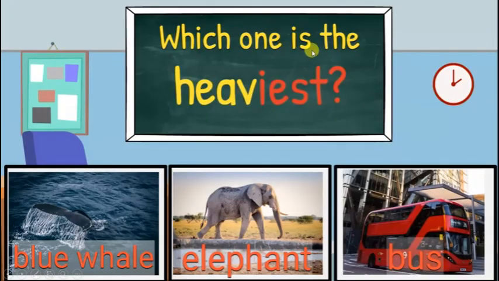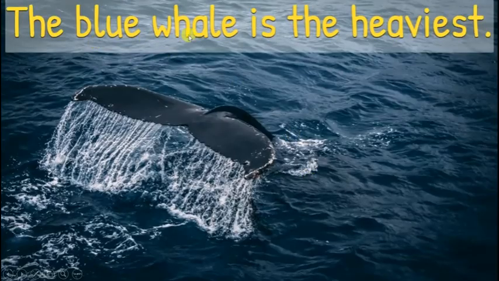Which one is the heaviest? I told you here, heavy, and I change y to i and add est in superlative here because we have a comparison between three or more objects. Blue whale, elephant, bus. So which one is the heaviest? Yes. Who can tell me which one is the heaviest? Tell me the sentence now. Yes. The blue whale is the heaviest.